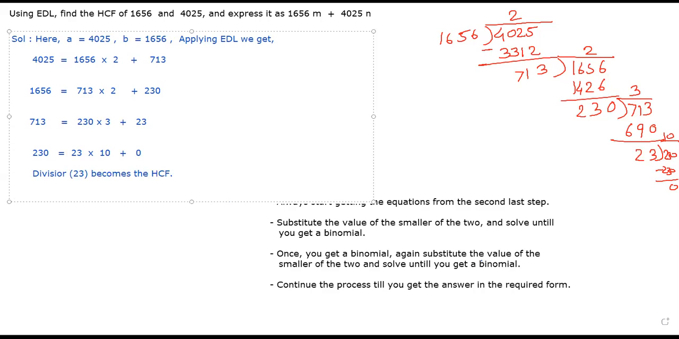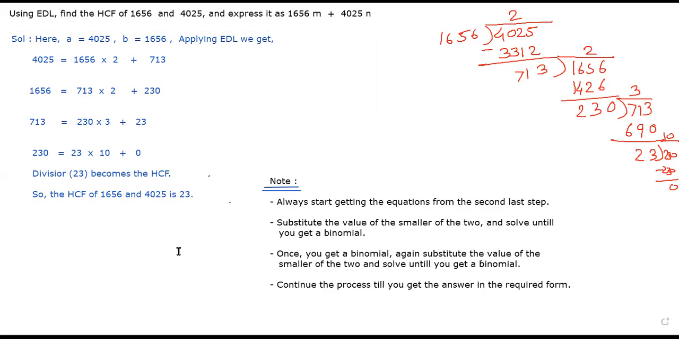This is the answer for 2 marks. The sum will come for 3 or 4 marks. This is equivalent to 2 marks. Therefore, the HCF of 1656 and 4025 is 23. Till here everything is fine. Read out till here.